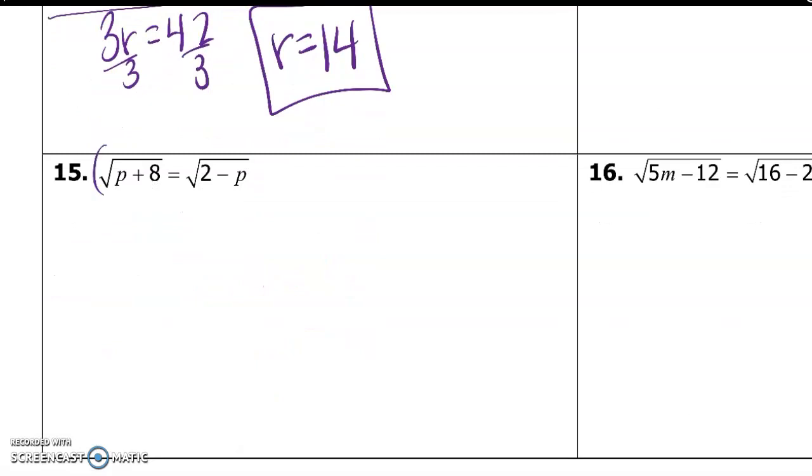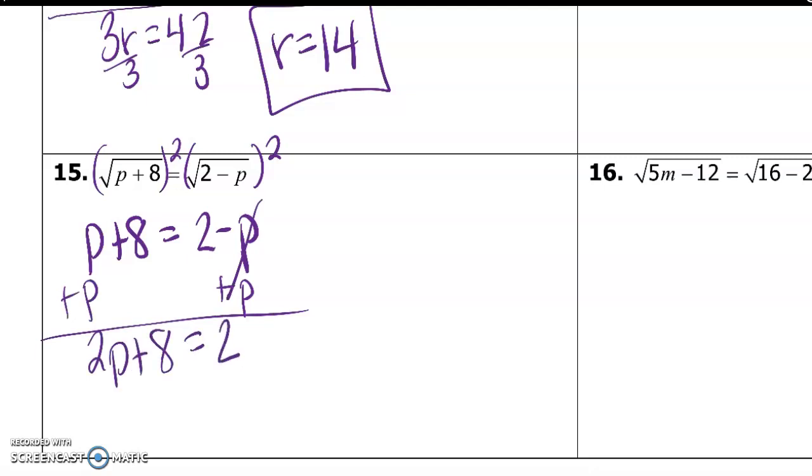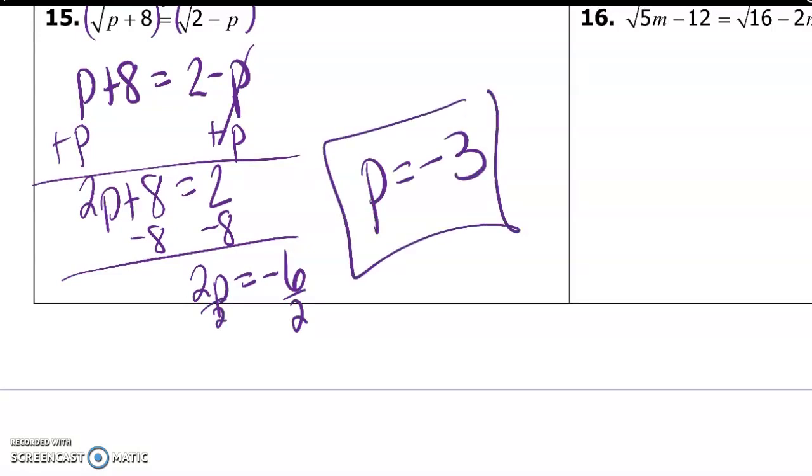And 15, again, both sides are square roots, so we square both sides. P plus 8 equals 2 minus P. So I personally am going to add P to both sides to get rid of this one. 2P plus 8 equals 2. Subtract 8 from both sides. 2P equals -6. Divide by 2. P equals -3.